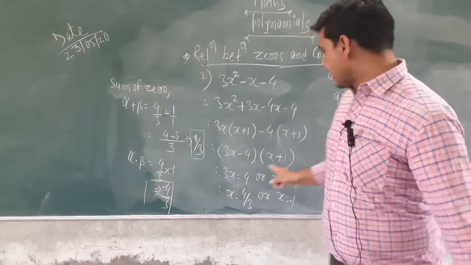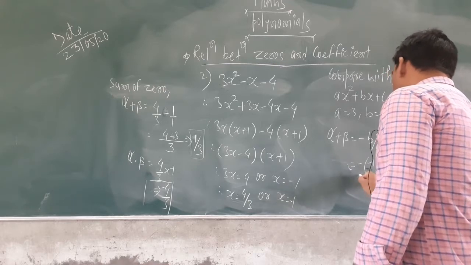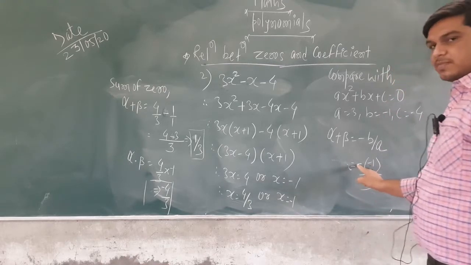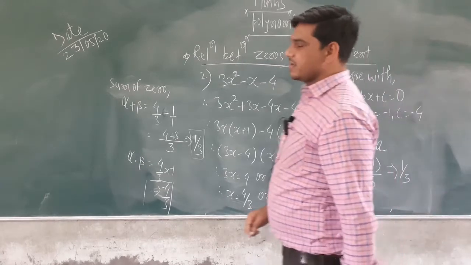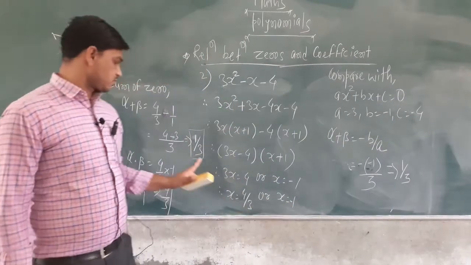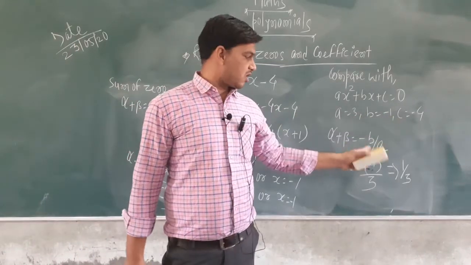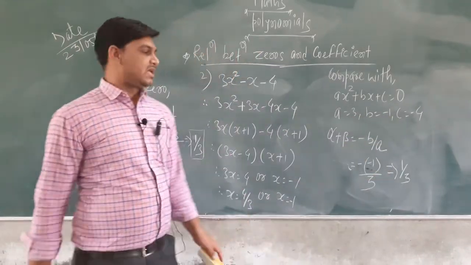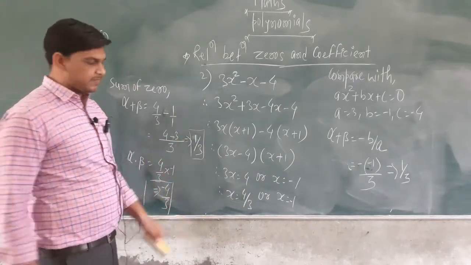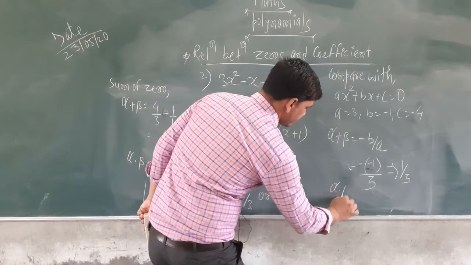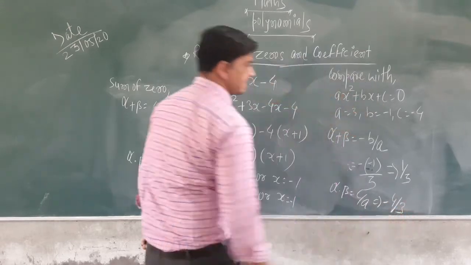Now alpha plus beta equal to what? Minus b upon a. So minus, whatever the value, that is minus of minus 1 upon 3, that is 1 upon 3. So both we get. After finding the zeros, we get sum of zeros 1 by 3. By applying the coefficients, we also get sum of zeros 1 by 3. Similarly, we can find alpha into beta, c by a, we get the answer minus 4 by 3.